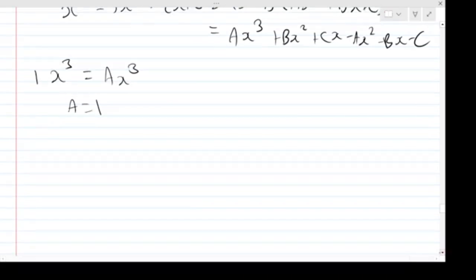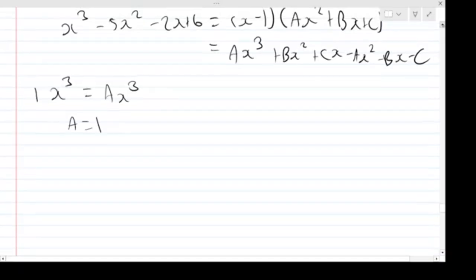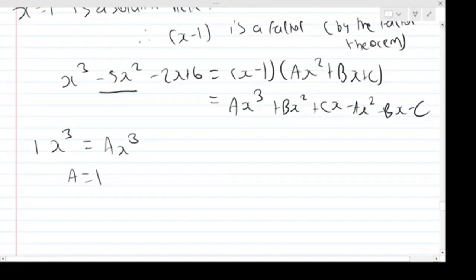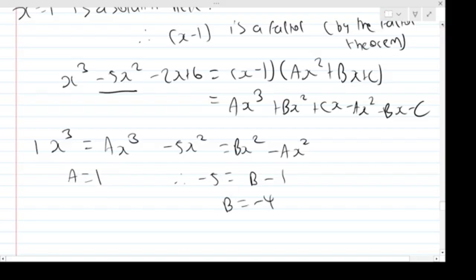Okay, well then what about the other, let's compare another term, minus 5x squared. So then what about the x squared terms? Well, it's bx squared here, and then an ax squared term there, so minus ax squared. Well then, we know a, therefore we can say if we compare the coefficients, minus 5 is b minus a, but a we know is 1, so that's just simply minus 1. Therefore, b would then, if I add 1 to both sides, b is minus 4.